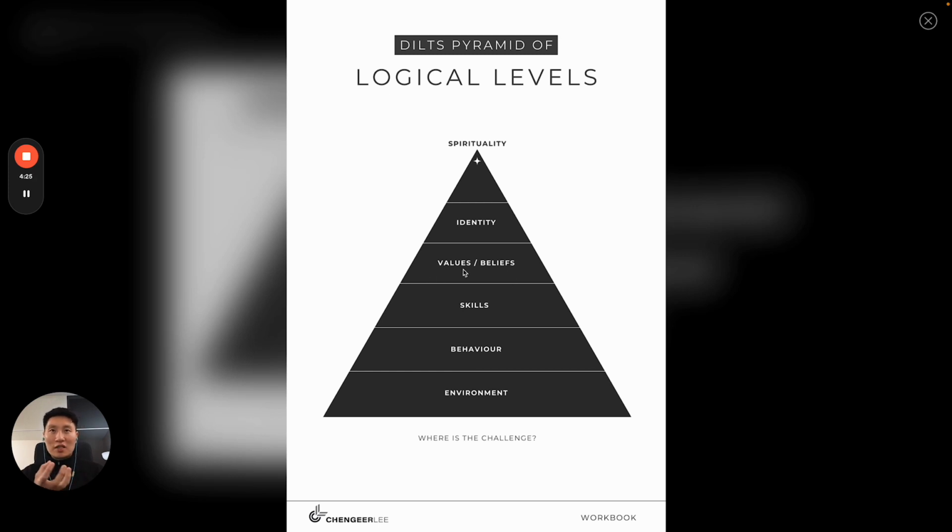But what defines our values and beliefs? That's the next level, the level of identity. Identity, another word for identity, is a role. What kind of roles do we play? It can be in a different context.